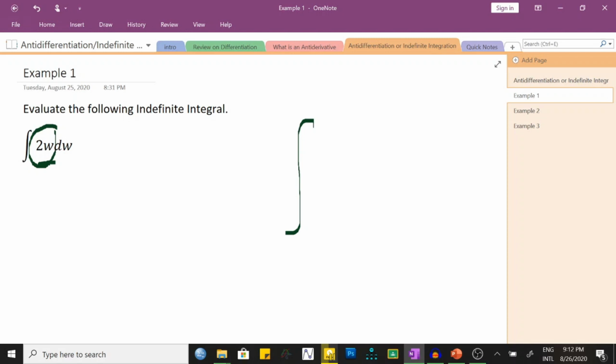Now, how about the other thing here that we see, dw? Let me write it here again. Let us write it bigger. 2w. That is the function that we want to anti-differentiate.